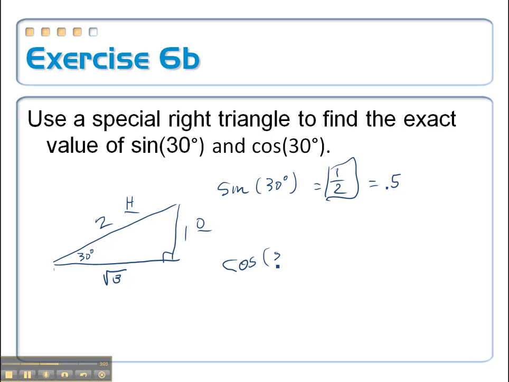Cosine 30 degrees, the adjacent side over the hypotenuse, I can see that that is square root of 3 over 2. If I were to put this into the calculator, it would give me about 0.866, and so on. Exact, approximate.